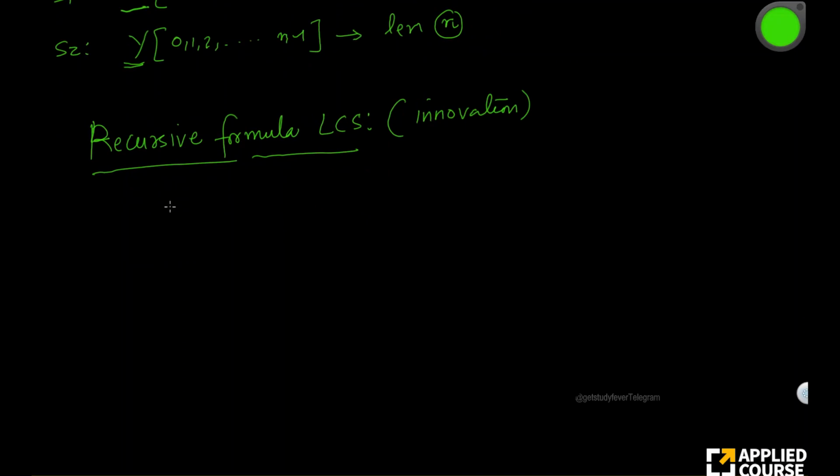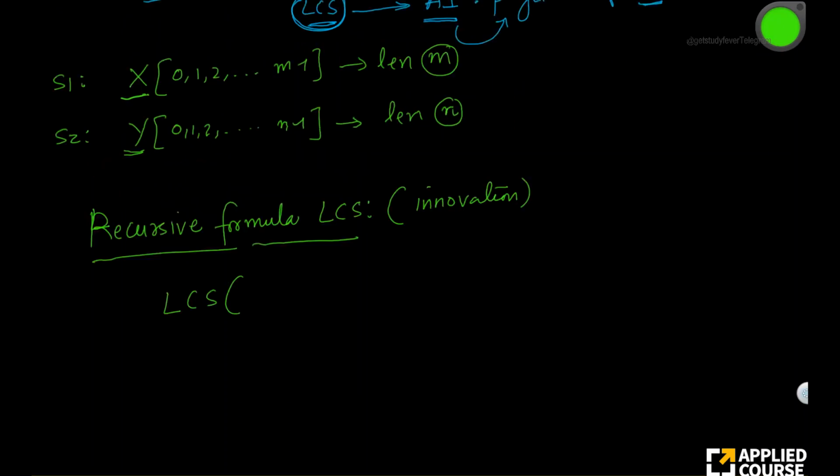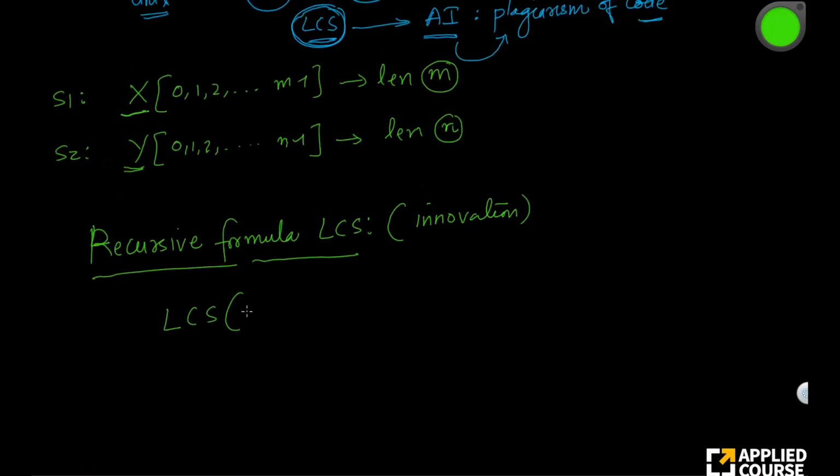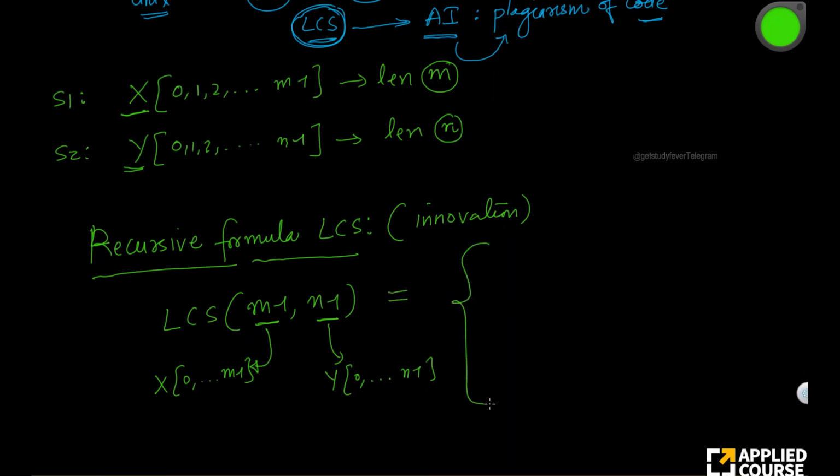You can actually show that the longest common subsequence, instead of writing X with all of this, I'll just write it as the longest common subsequence of M minus 1 and N minus 1. When I say M minus 1 and N minus 1, what do I mean? When I write this, I mean X from index 0 to index M minus 1, and when I write N minus 1, I mean Y from 0 to N minus 1. That's what I mean inherently. So let's write this problem definition in a recursive fashion.